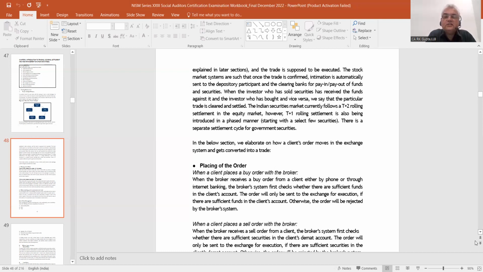In the below section, we elaborate on how a client's order moves in the exchange system and gets converted into a trade. So now we have understood the basics of how the trade happens. Okay, so first of all, the placing of the order.